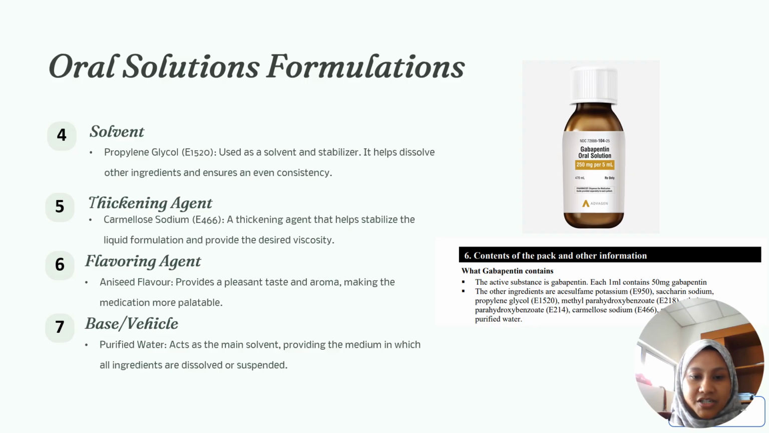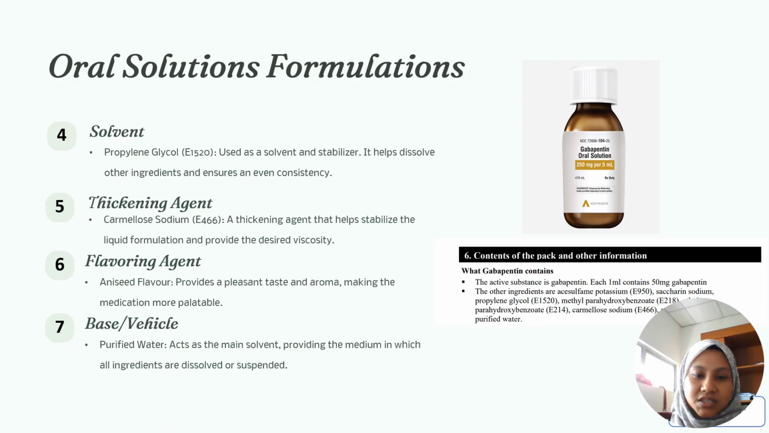And then we have flavoring agent to add on the flavor to the solution. Obviously, we know that syrups or oral solutions are mostly given to those who don't like to take tablets or capsules. They don't prefer those formulations. So we put in flavoring agent to increase the palatability of the syrup or oral solution.